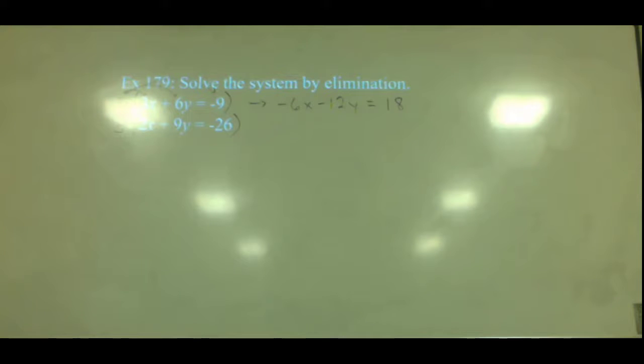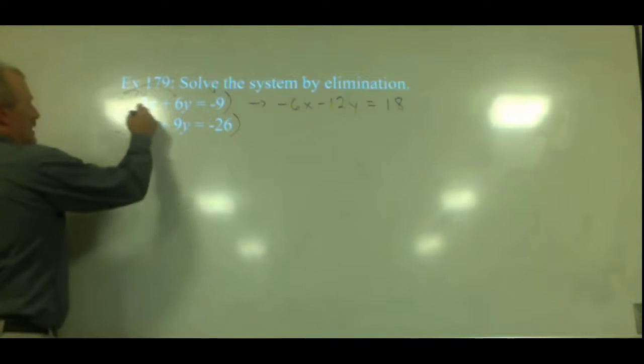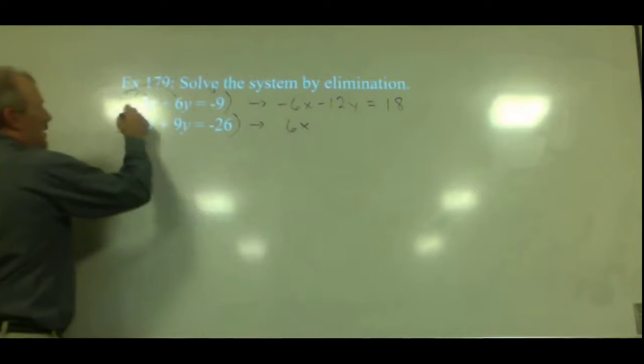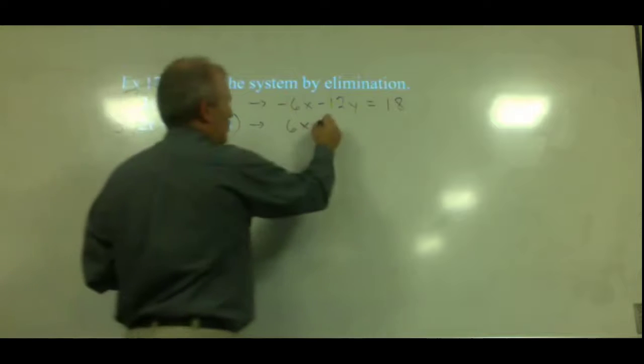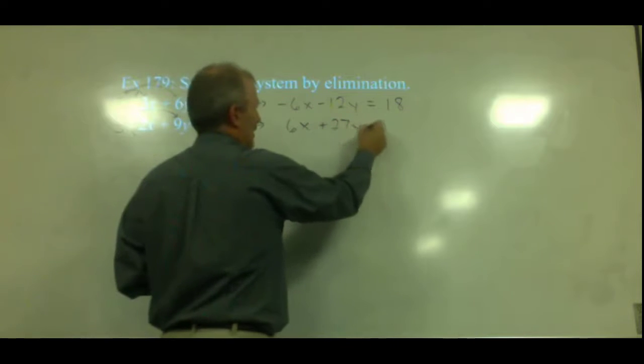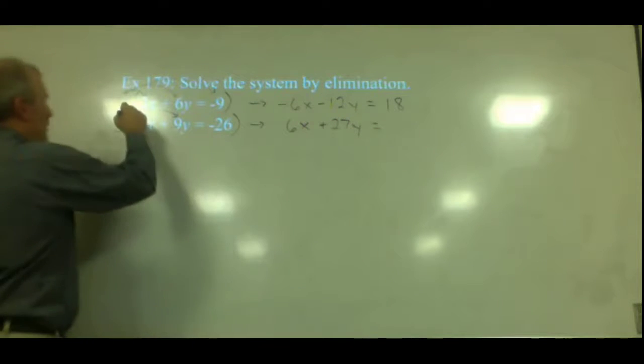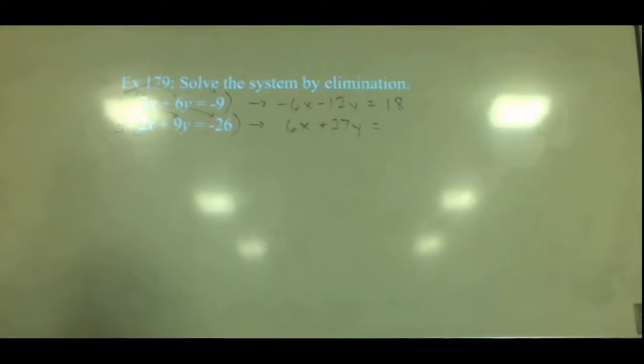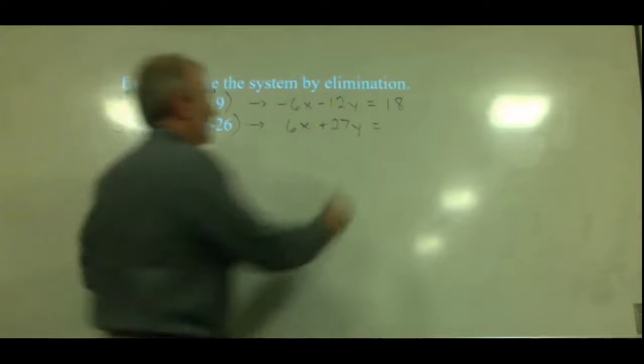Does that make sense to everyone? Okay, now we're going to do the bottom one. So we're going to multiply the 3 times the 2, and we get positive 6x. We're going to multiply the 3 times the 9y, and we're going to get 27y. Then our equal sign. We're going to multiply 3 times negative 26. Negative 78.